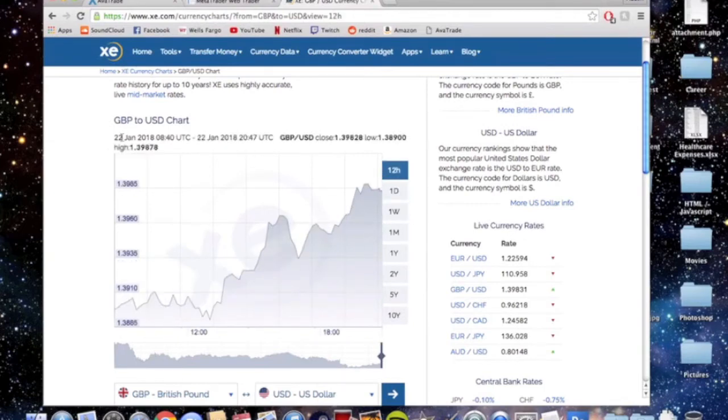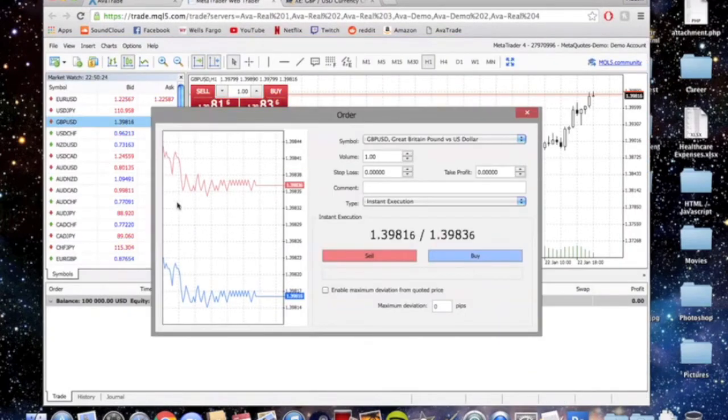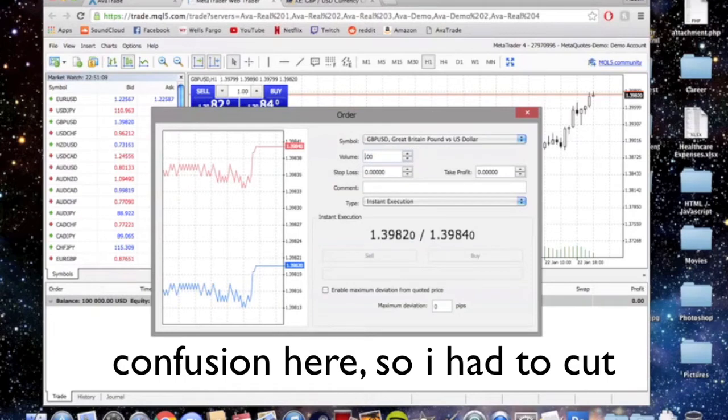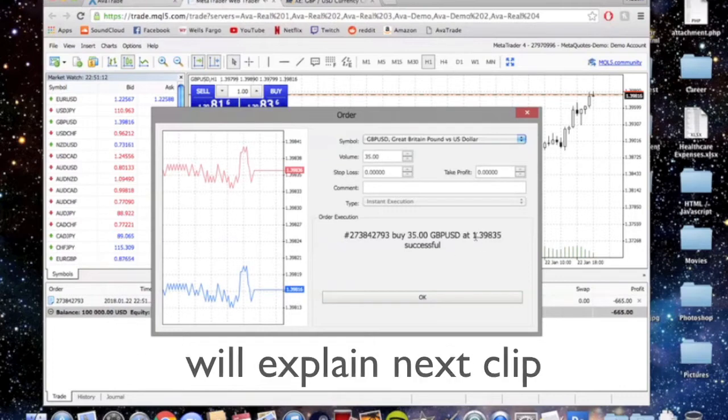So this is GBP to USD appreciation. So you would buy, if this was your currency pair, GBPUSD, the GBP is listed first, so you want to buy. So how this works is, just screwing something up. Alright, so how much did that buy? That's why. 1.39. Okay.